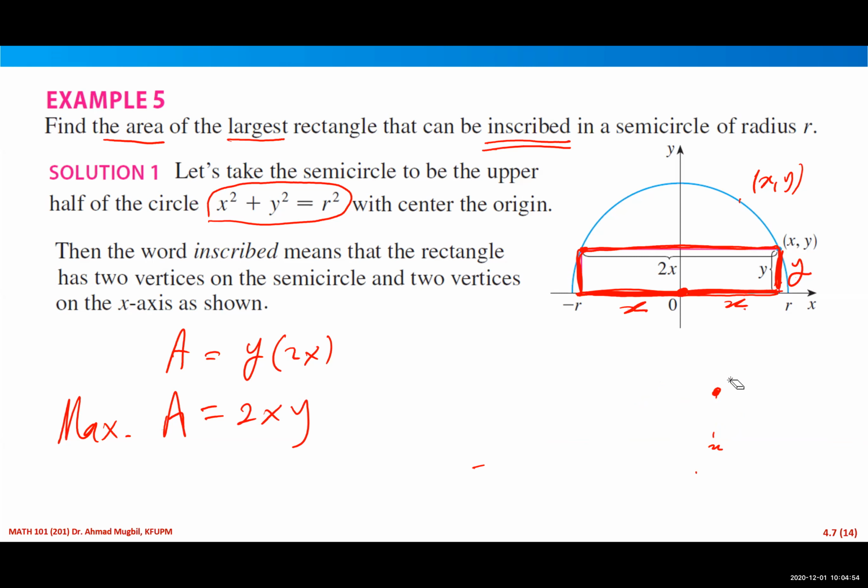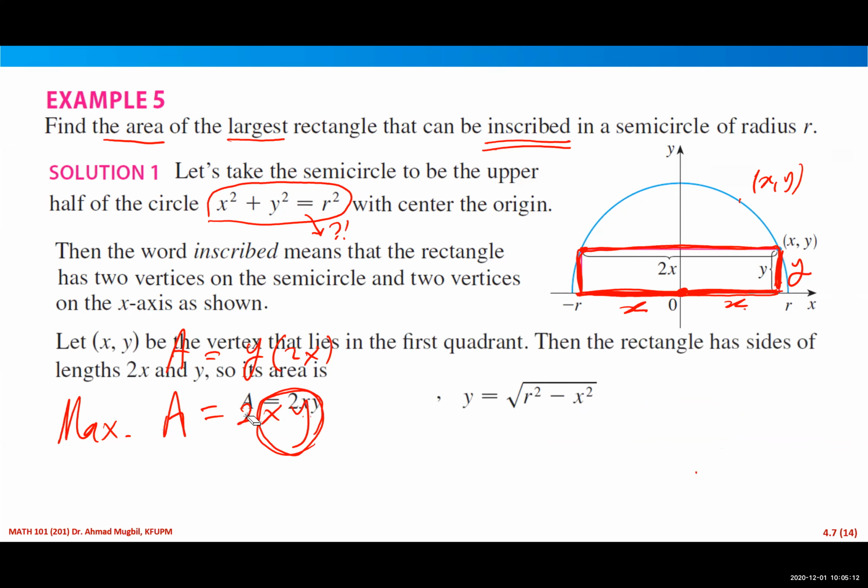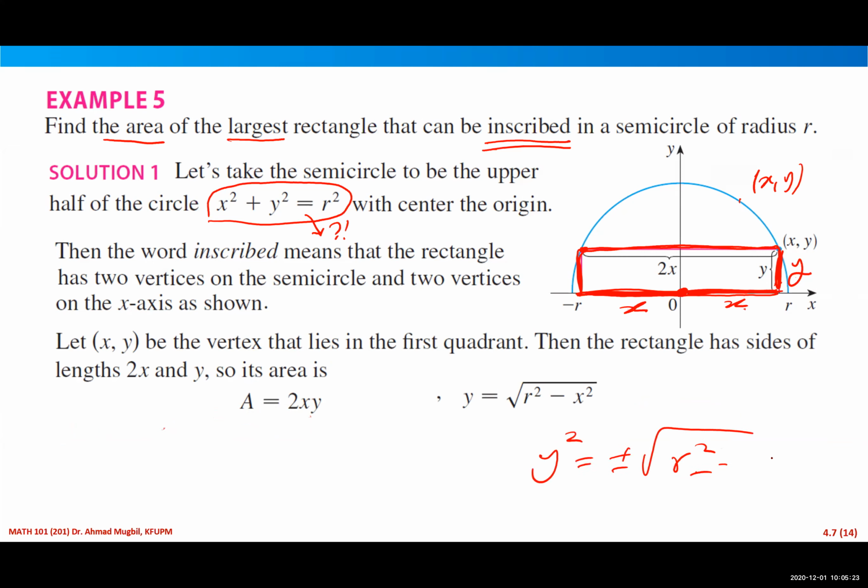The problem here is that we have it with two variables. I should have only one variable. So I need to find the relationship between x and y. And here it is. I can find it from the circle. So now, to eliminate one, solve this one for y or for x. Let's solve it for y. So here we are. This is A equals 2xy. Solve this equation for y. What will you have? You are supposed to have positive or negative square root of R squared minus x squared.